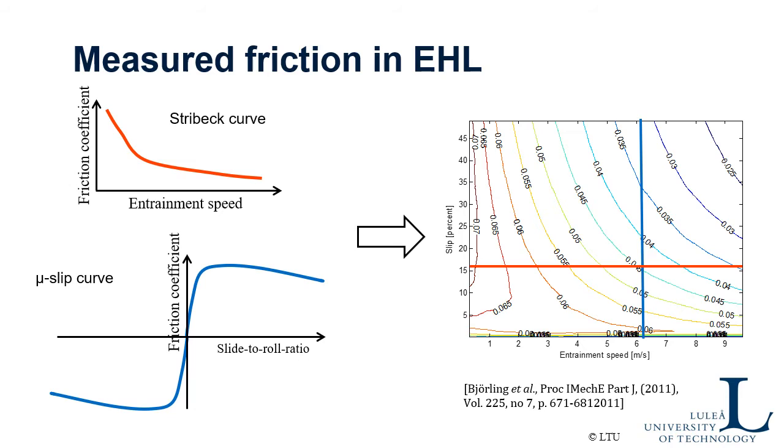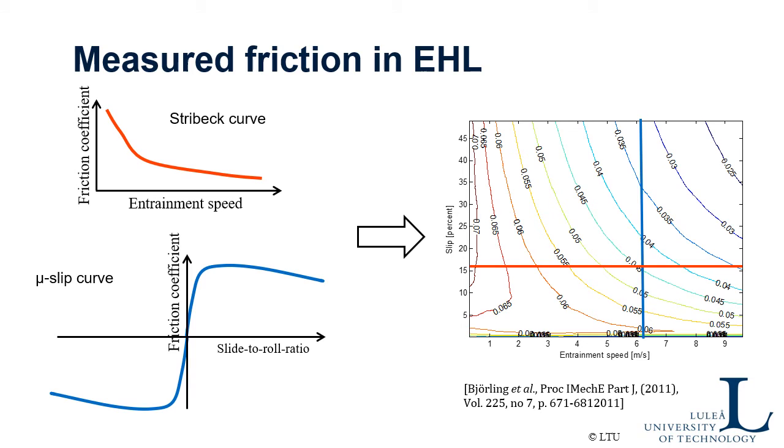You can also plot this 3D diagram in 2D. For example, if you follow the red line here, changing the entrainment speed, you get the Stribeck curve. This is a typical Stribeck curve for an EHL, or elasto-hydrodynamically lubricated, contact. It reduces here in the beginning because you get less and less mixed lubrication, and you reach full film somewhere here. Then when you increase the speed more and more, due to thermal effects, you get lower and lower friction. In a journal bearing you have slightly increasing friction because of viscous losses, but here you get a dominating effect of the thermal effects, and that makes your friction go down.